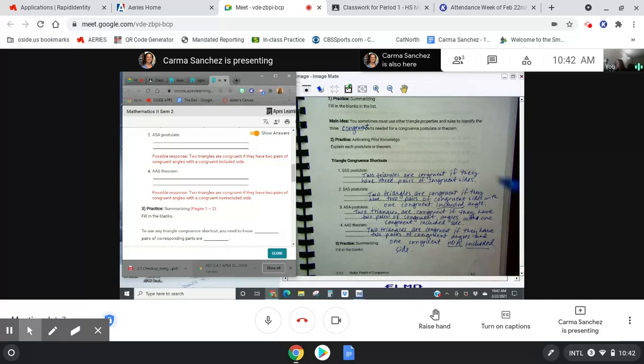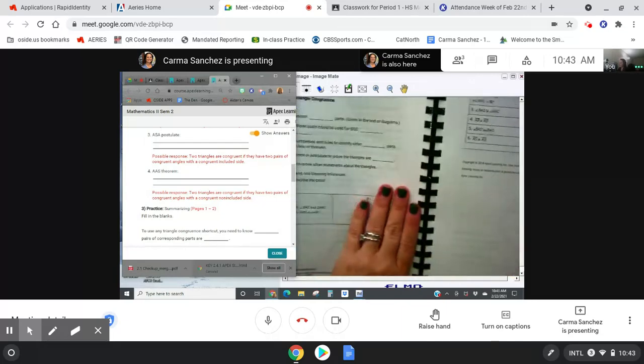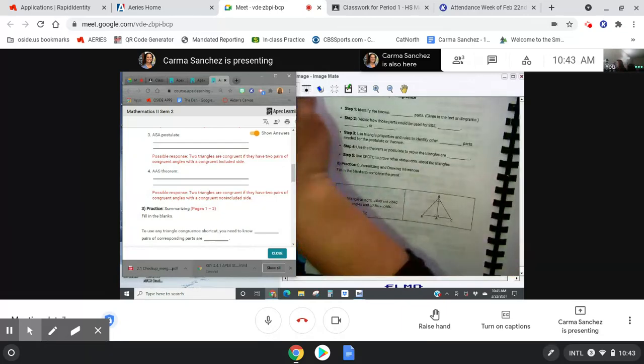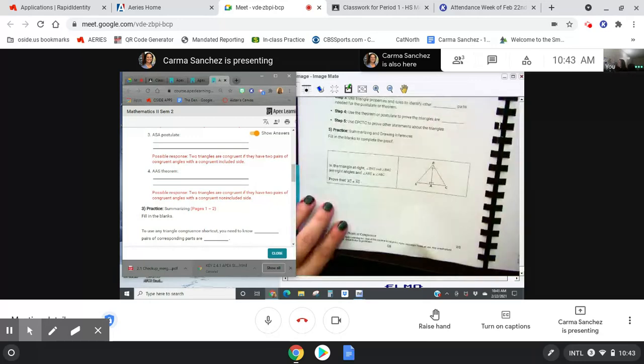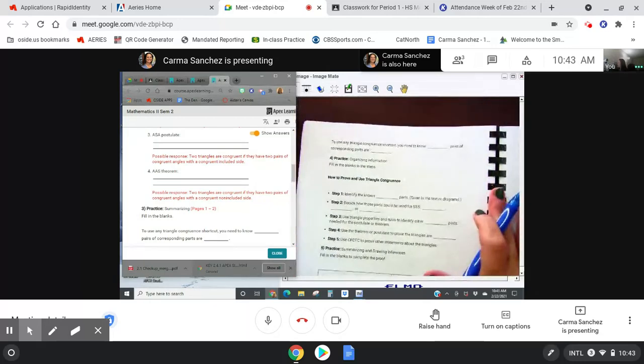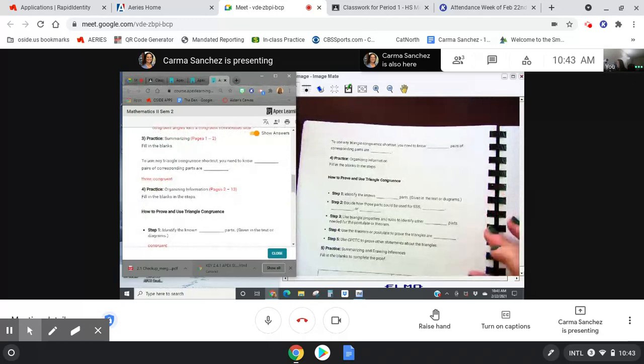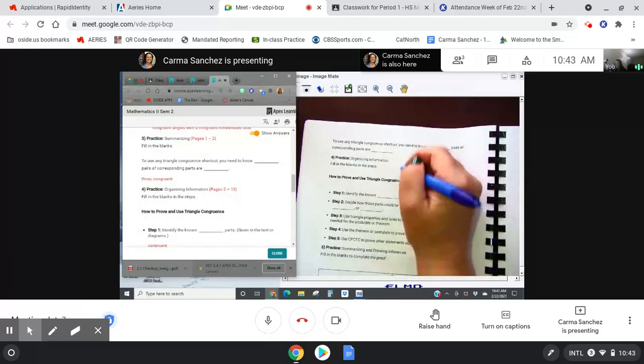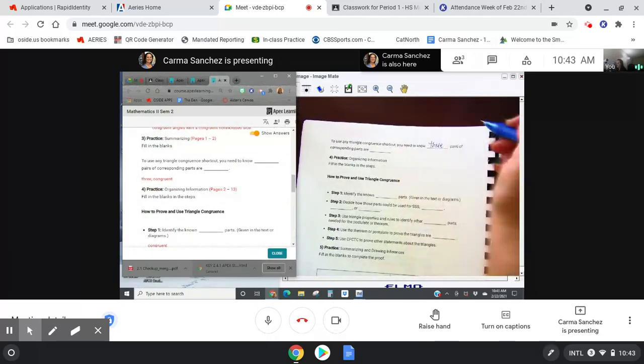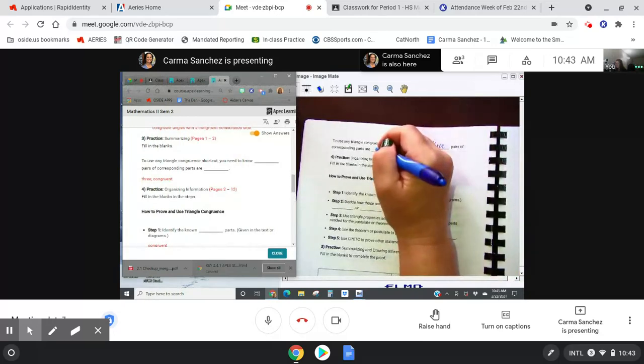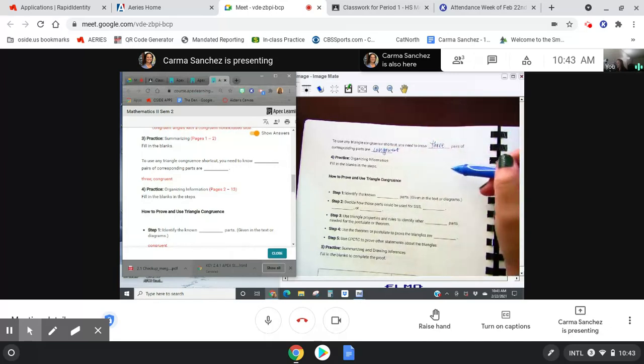Okay, so these are our 4 postulates. This is what we were supposed to know from Math 1. Now let's go apply these in a couple concepts here. To use any triangle congruence shortcut, you need to know at least 3 pairs of corresponding parts are congruent. So notice that you have like side, side, side, that's 3 things. Angle, side, angle, that's 3 things. There always has to be 3 things.